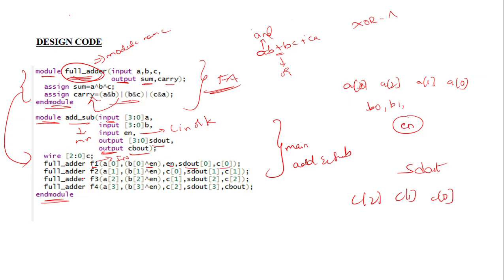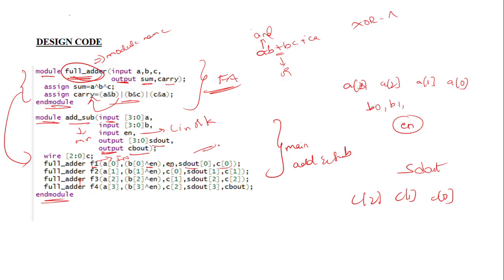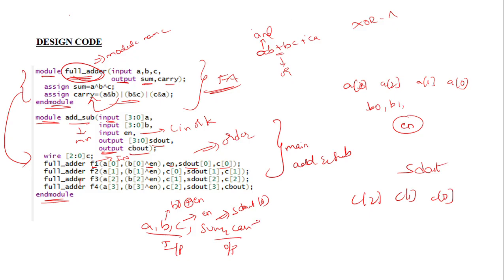Now what is our second full adder going to do? See here, it is our port connection. How are we going to connect? It's by order. What is the order? In here we can see our order is A, B, C, sum and carry. These are the inputs and these are the outputs. You connect this A with A of 0, B with B of 0 XOR enable, C is connected to enable, sum is connected to SD out of 0, and carry is connected to C of 0. Like that we can connect by order.